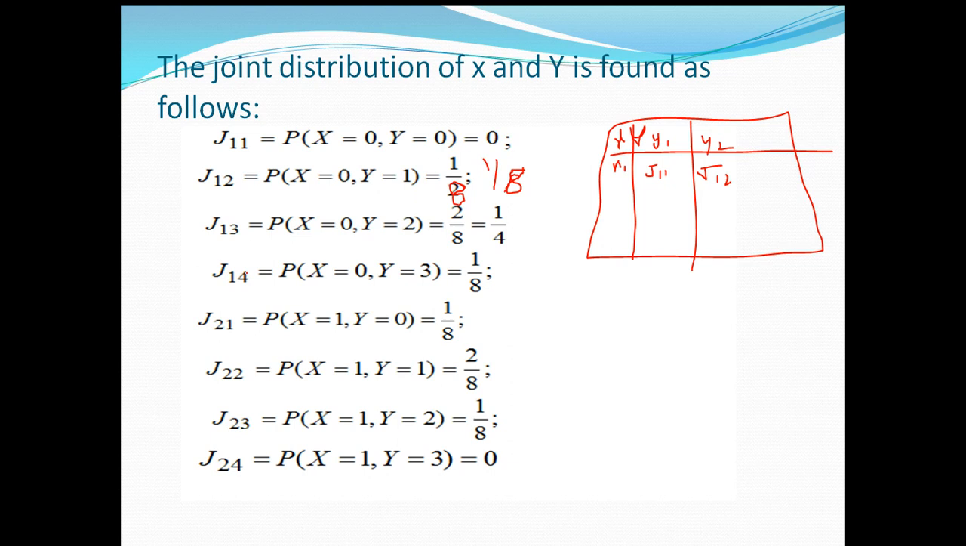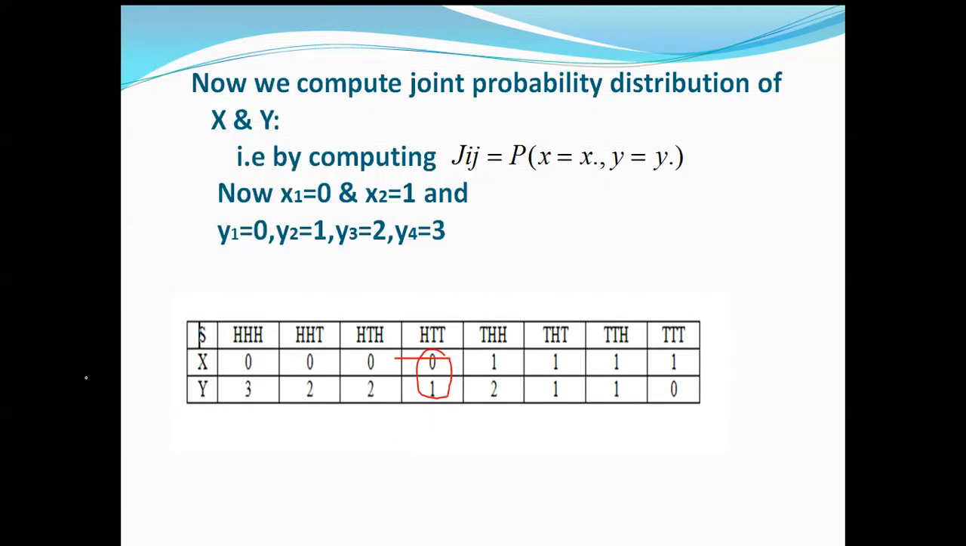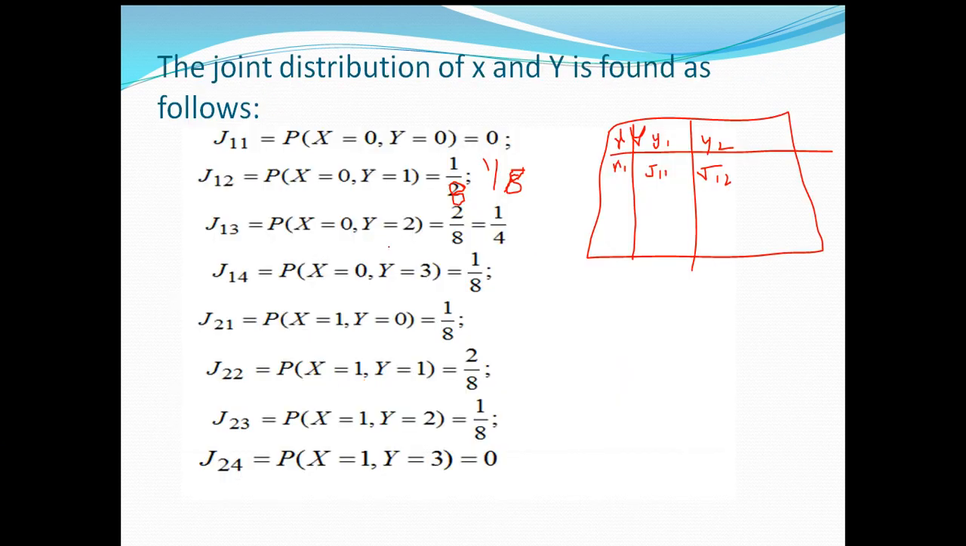Okay. Now let us move on to j13. So the next value is j13. P of x is equal to 0, y is equal to 2. That is y3. Y3 we have taken as 2. So x is equal to 0, y is equal to 2. This occurs 1 time, 2 times. x is equal to 0 and y is equal to 2 occurs twice out of 8 possibilities. Therefore the probability of this is 2 by 8, that is 1 by 4.